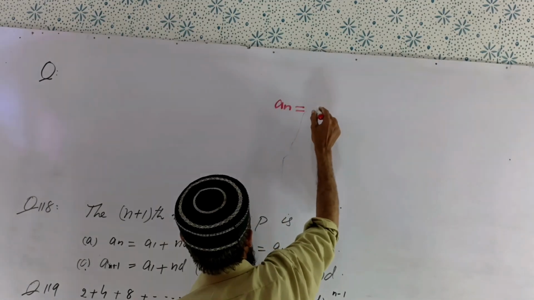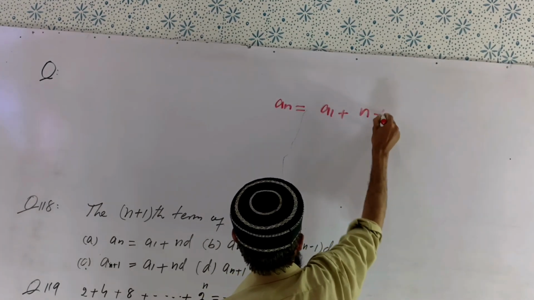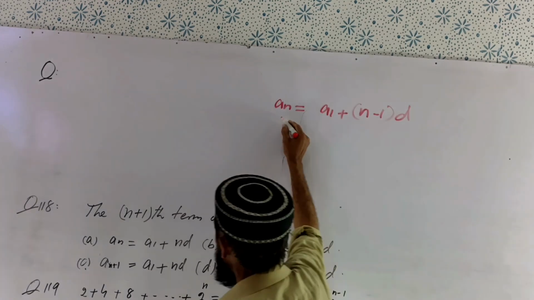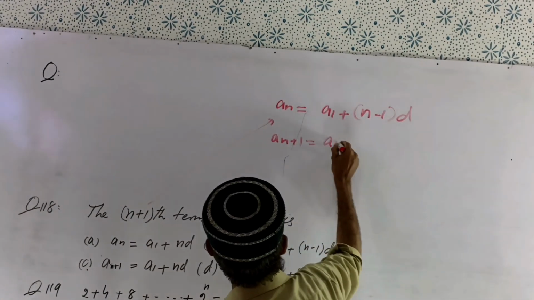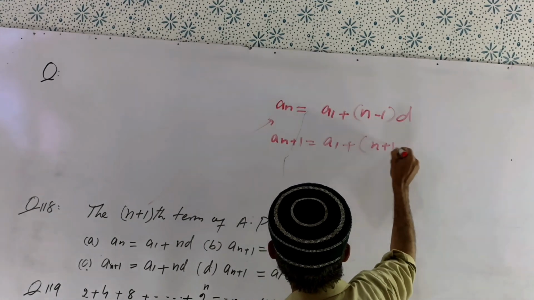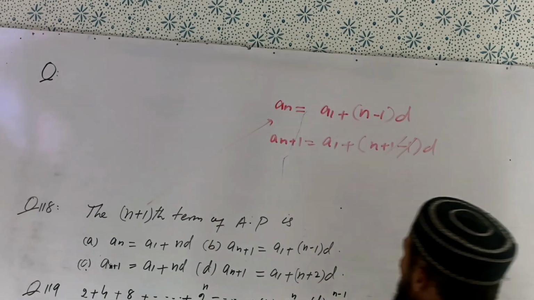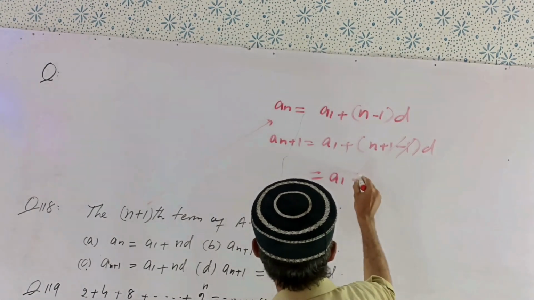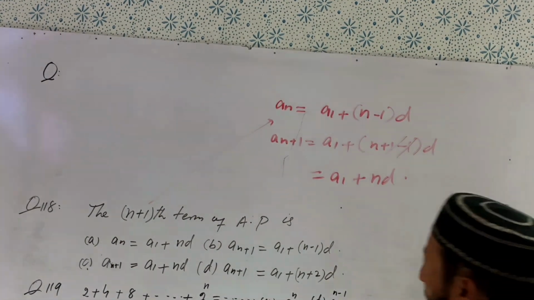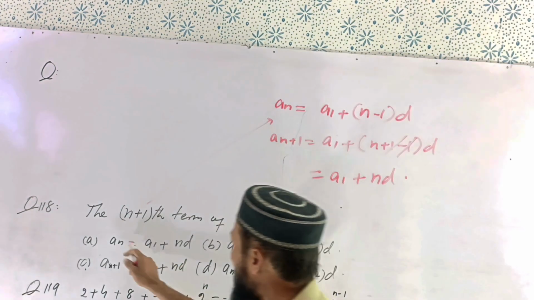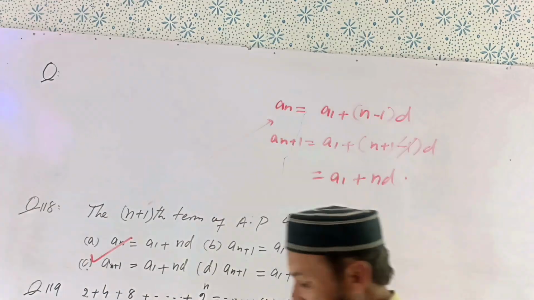Now for the arithmetic progression, the general term is given as a1 plus (n minus 1) d. Here in place of n we put n plus 1: a(n plus 1) is equal to a1 plus (n plus 1 minus 1) d. The plus 1 and minus 1 are cancelled. Here a1 plus nd. Now check the answer here: a1 plus nd, but here the term is a(n plus 1). C is the correct option in this case.